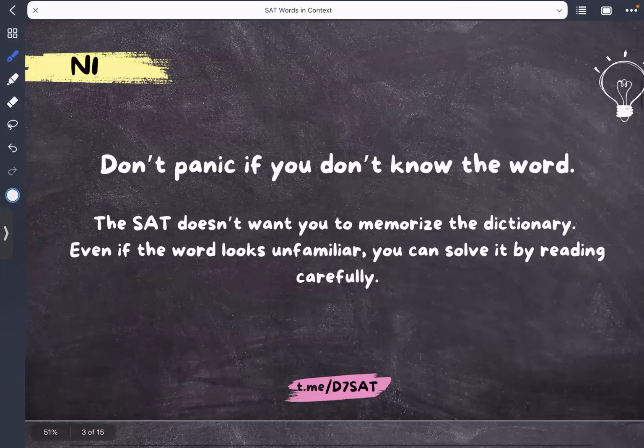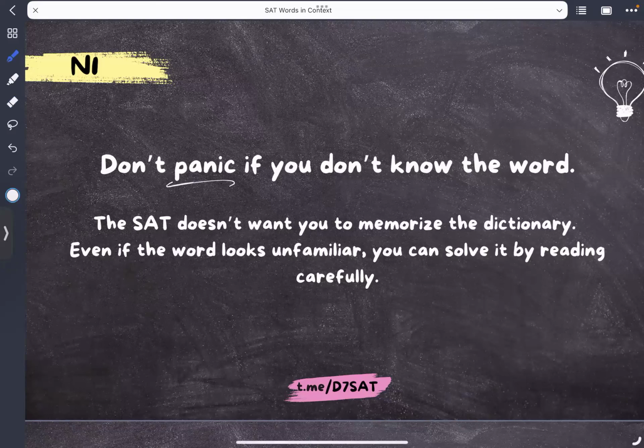Tip number one for the SAT words in context question is that you should not panic if you don't know the word. College Board doesn't really try to use really hard words, especially for the international versions, especially in module one or for most module two questions. And there are certain specific techniques you can use to avoid getting trapped. So don't panic if you don't know the word.